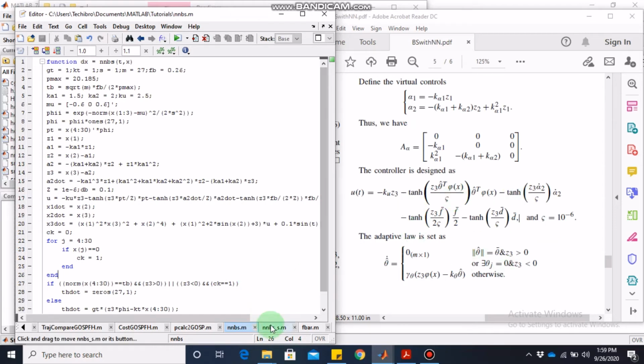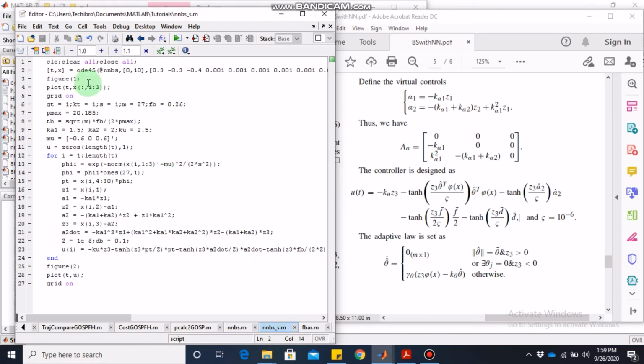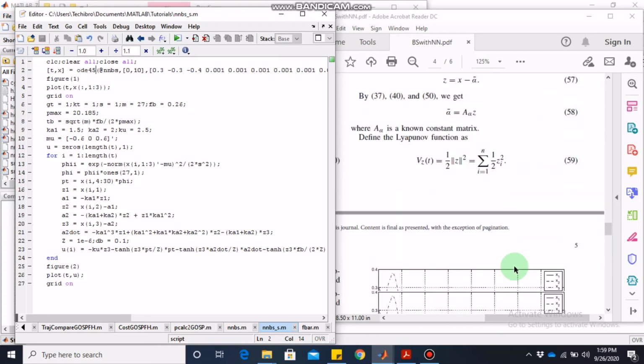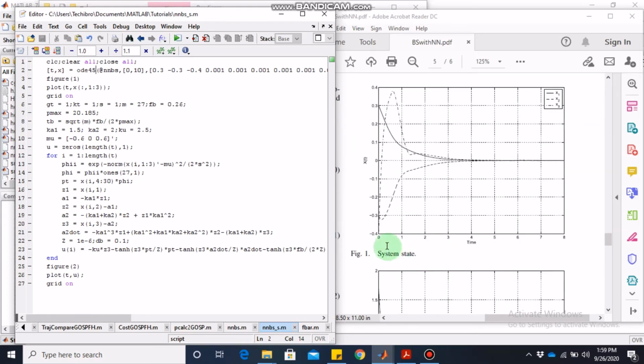Next you have to write the code for calling the ODE 45 function and implementing or plotting the solutions. So you use tx equal ODE 45 at your name of the function, and I have run it from 0 to 10 seconds, because if you look at the results in the paper, these results are from 0 to 8 seconds. So this is what I want to reproduce here.